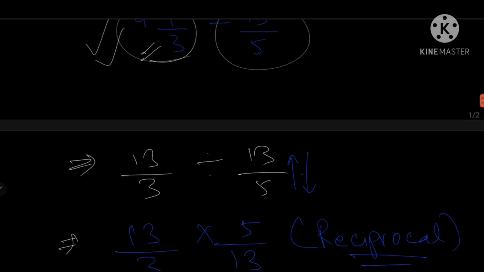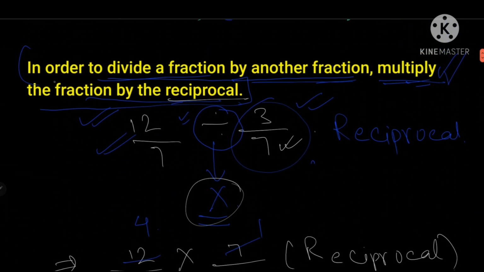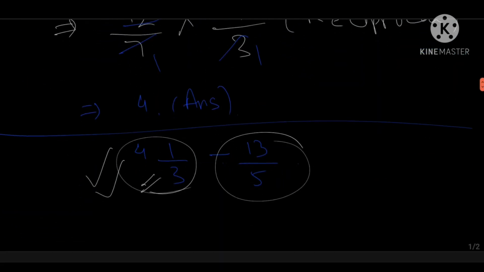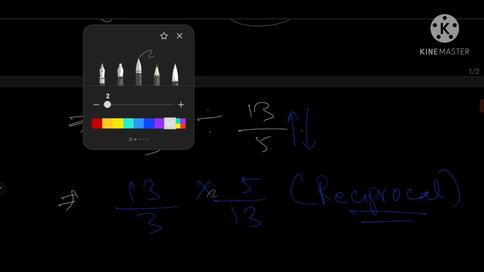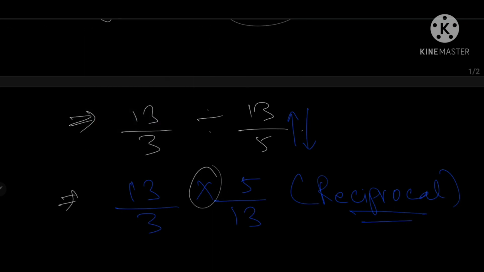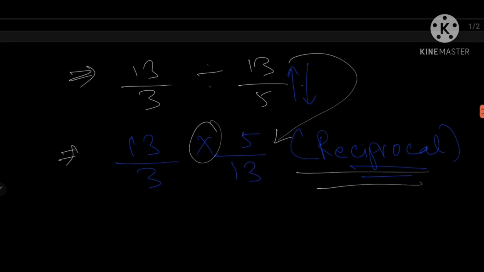Okay. And what does the formula of division say? It says in order to divide a fraction by another fraction, multiply the fraction by its reciprocal. Its reciprocal is this and nothing else.